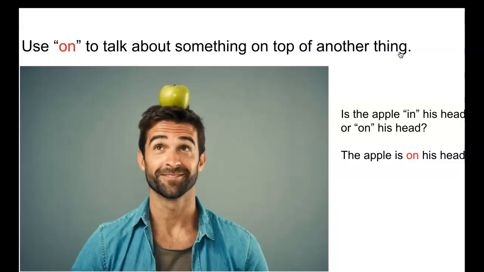Now let's talk about the word on. Look at the picture. Where is the apple? We use on to talk about something on top of another thing. Look at the sentences. Is the apple in his head or on his head? The apple is on his head.